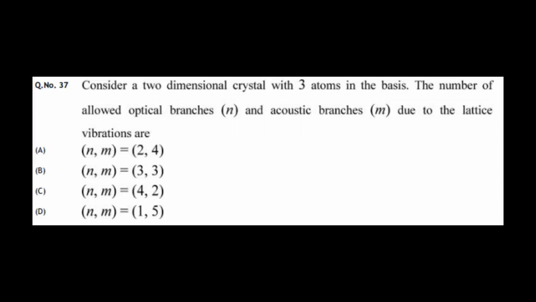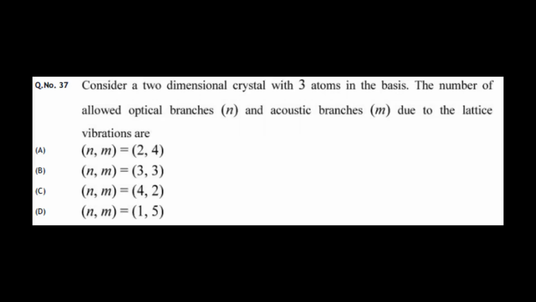Question number 37. Consider a two-dimensional crystal with three atoms in the basis. The number of allowed optical branches and acoustic branches due to lattice vibrations are: option A 2, 4; option B 3, 3; option C 4, 2; option D 1, 5.